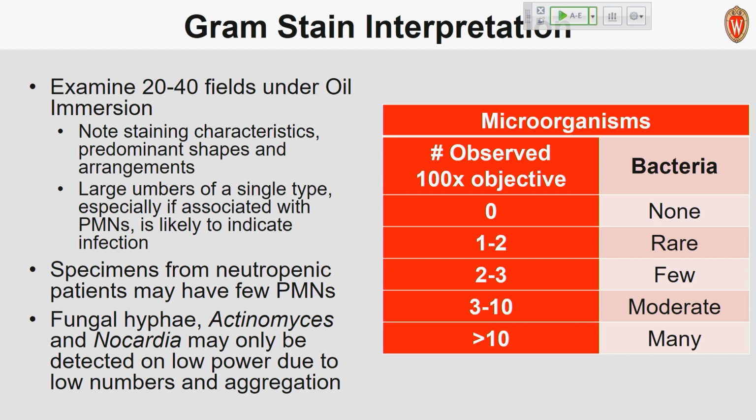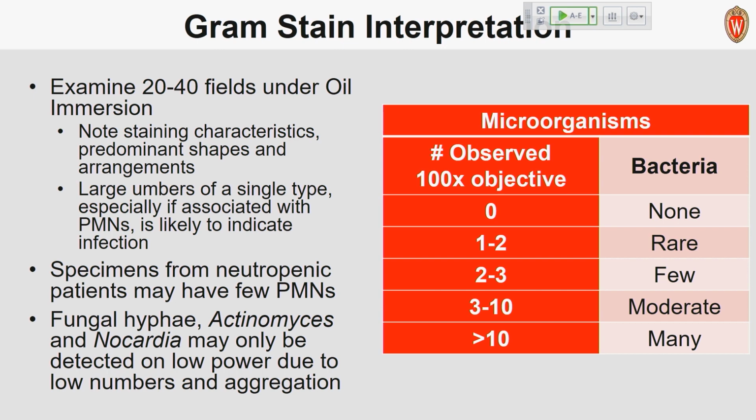And then, looking for microorganisms, noting the staining characteristics and predominant shapes. Large numbers of a single type, especially if associated with PMNs, are potentially likely to indicate infection.